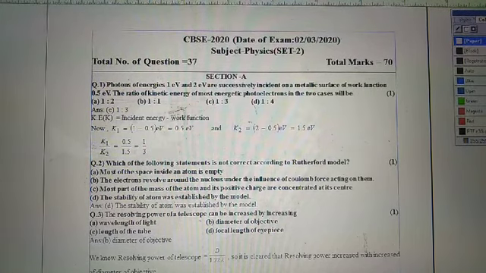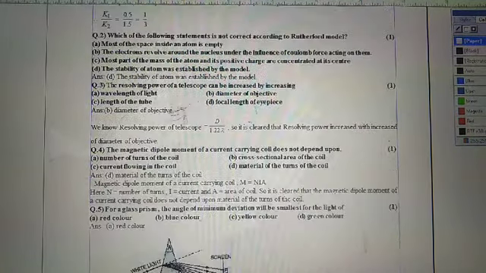Option C, most part of the mass of the atom and its positive charge are concentrated at its center. Option D, the stability of atom is established by the model. The option D is the correct answer, because the stability of atom was not established by the model. So let's proceed to the third question.